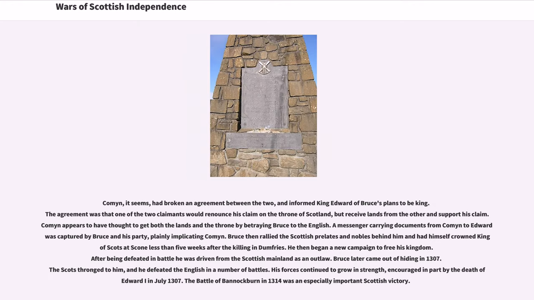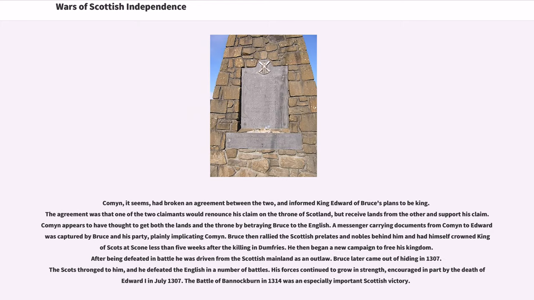Cummin, it seems, had broken an agreement between the two, and informed King Edward of Bruce's plans to be king. The agreement was that one of the two claimants would renounce his claim on the throne of Scotland, but receive lands from the other and support his claim. Cummin appears to have thought to get both the lands and the throne by betraying Bruce to the English. A messenger carrying documents from Cummin to Edward was captured by Bruce and his party, plainly implicating Cummin.